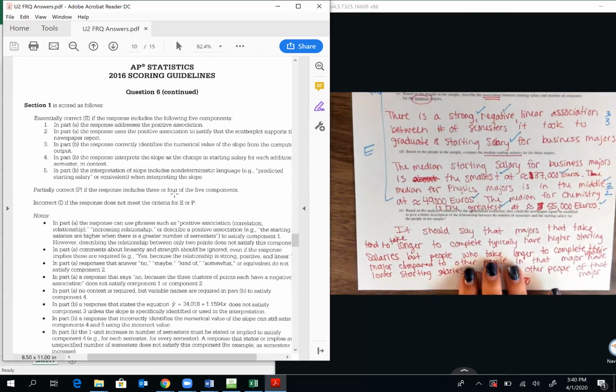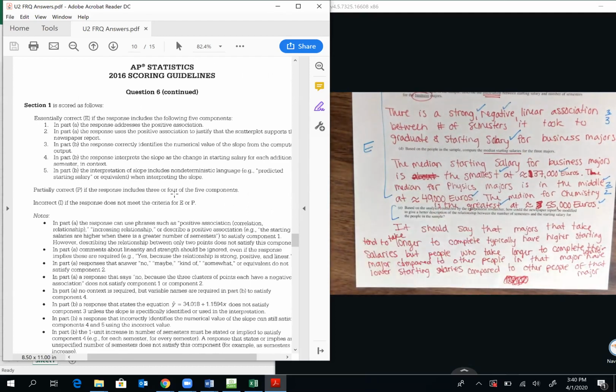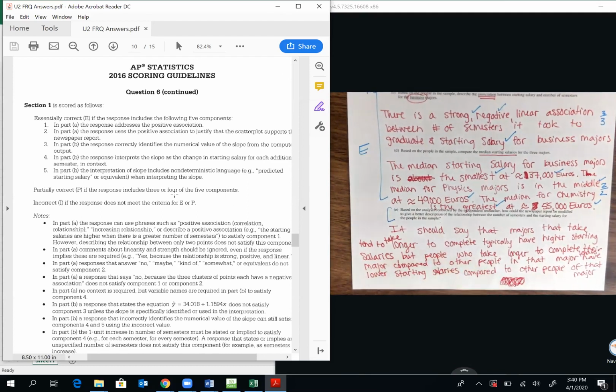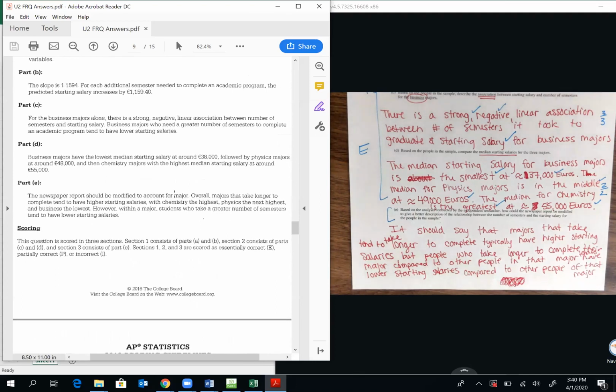And then the last part, part E, this is scored as 1 question right here. So here's what I wrote. Let's put it side by side with what they wrote. It should say that majors that tend to take longer to complete typically have higher starting salaries, but people who take longer to complete their major compared to other people in that major tend to have lower starting salaries compared to other people of that major.